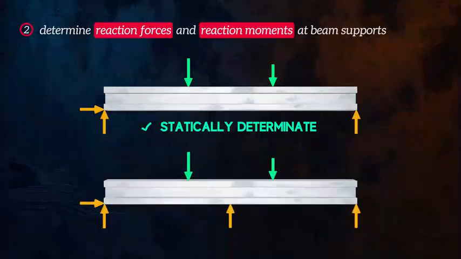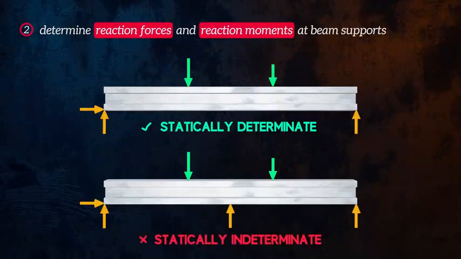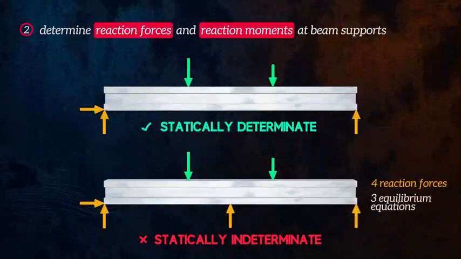For some beam configurations, like this one shown here, we won't be able to calculate all of the reaction loads because we have too many unknowns and not enough equilibrium equations. In this case, the beam is said to be statically indeterminate. This beam has 4 reaction forces, but we only have 3 equilibrium equations. To solve this beam, we would need to use slightly more complicated methods and consider boundary conditions. In this video, I will only cover statically determinate cases, where we can use the equilibrium equations to calculate all of the reaction loads.